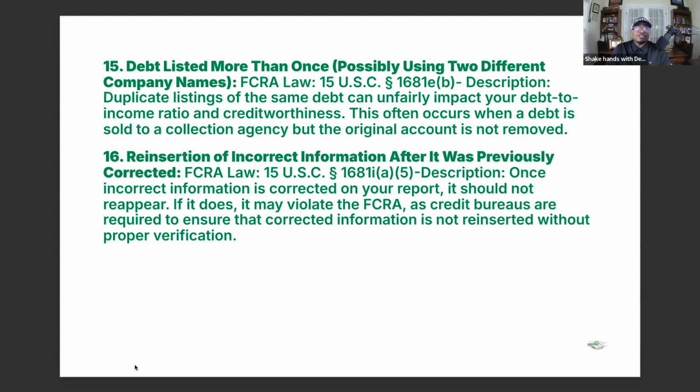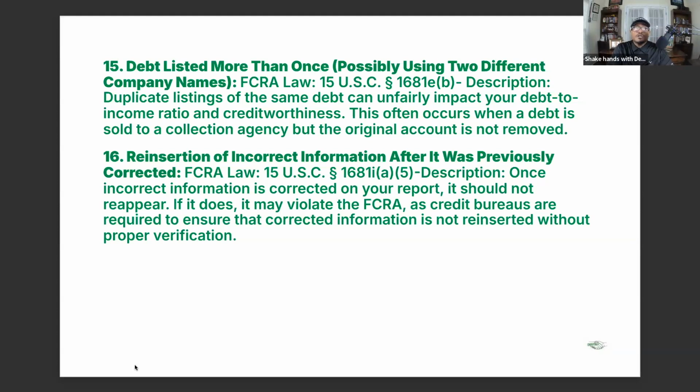This occurs when a debt is sold to a collection agency, but the original account has not been removed. So we call this in the credit world double jeopardy, especially when both companies, your original creditor over here, and your debt company over here, both show a balance. Both of them can't show a balance. You can't have one charged off here, a collection here, and they're both trying to get money from you. That's now double jeopardy, and they're being double listed, okay? That can't happen, according to 15 USC 1681e(b) as well.